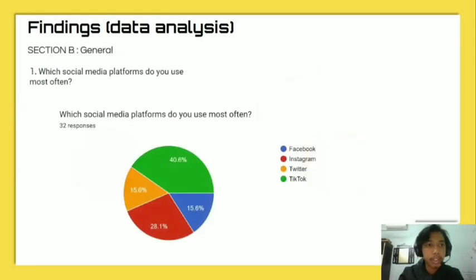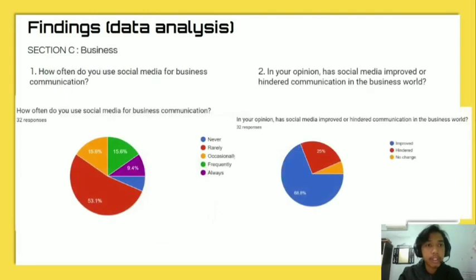For section B, which is general, the question is which social media platform do you use most often? Most respondents use TikTok as their most often social media platform, which is 40.6%. For section C, which is business, number one, how often do you use social media for business communication? Most respondents answer rarely, which is 53.1%. Number two, in your opinion, has social media improved or hindered communication in the business world? Most respondents choose improve, which is 68.8%.